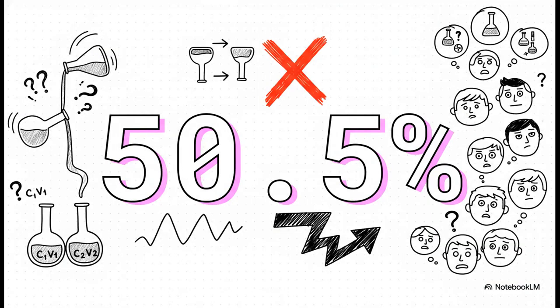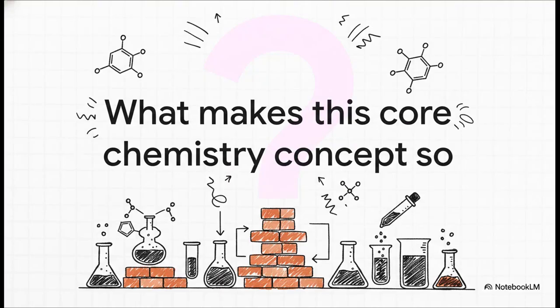You ready for this? Get this. A whopping 50.5% of the students, yeah, more than half, picked the answer that was the complete opposite of the right one. That is a massive number. It tells you there's something about this concept that just doesn't click intuitively for a lot of people. So, what in the world is going on? How can such a fundamental concept be so darn confusing?